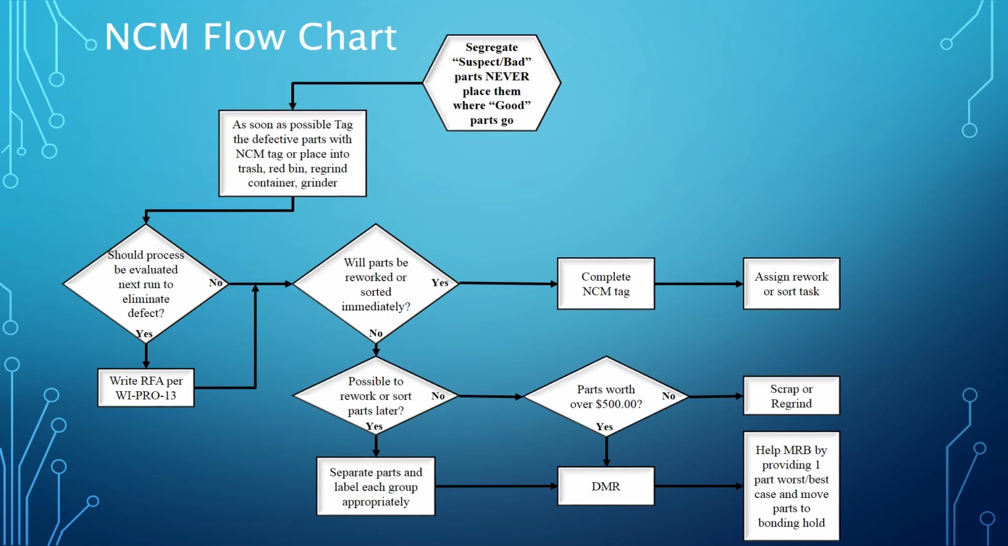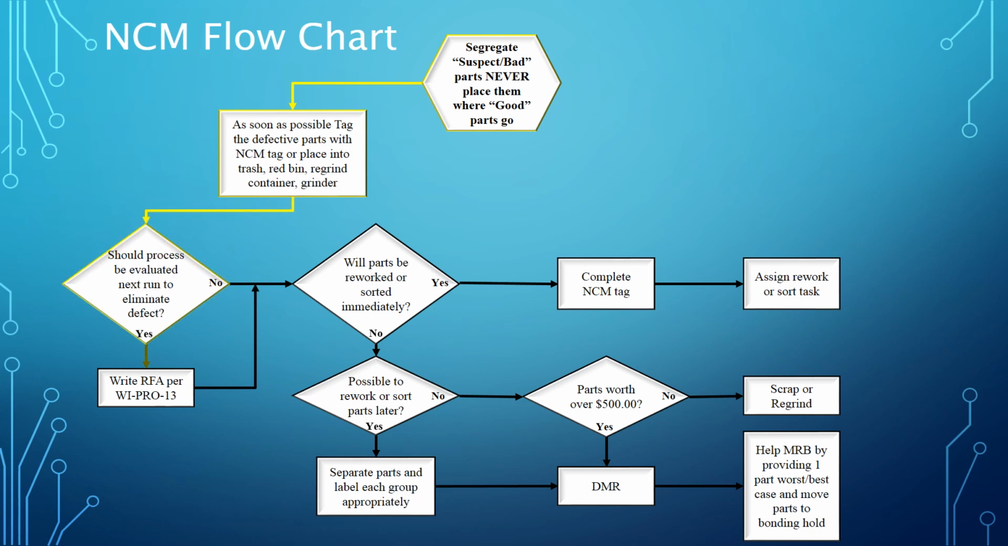Example number 3. Team leader notices a small bit of flash on some of the parts that just finished running on a press that has been running for 3 days. It is intermittently scattered throughout the previous 2 boxes. Segregate all parts and tag them all with non-conforming material tags. This process will need to be evaluated the next time it runs because the job has completed. RFA needs to be completed.